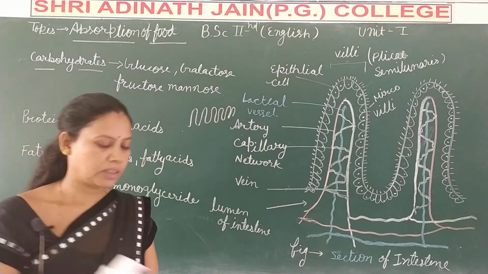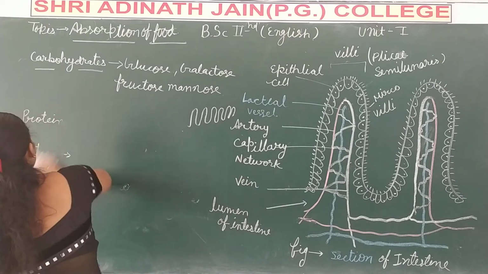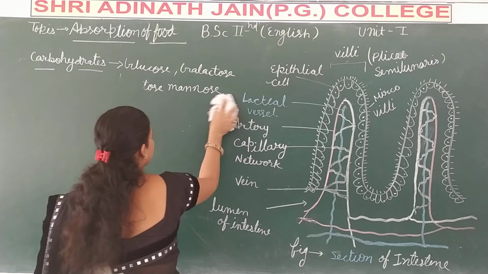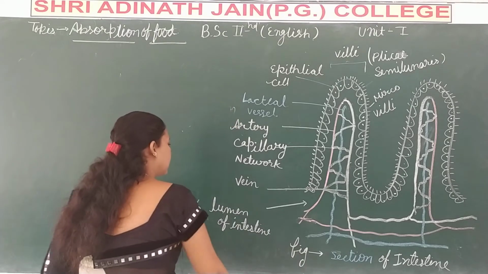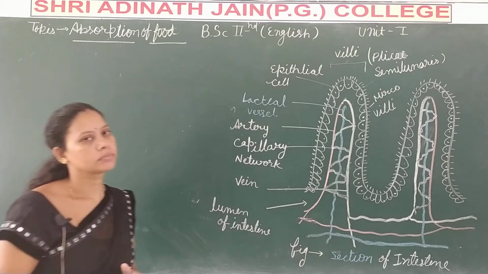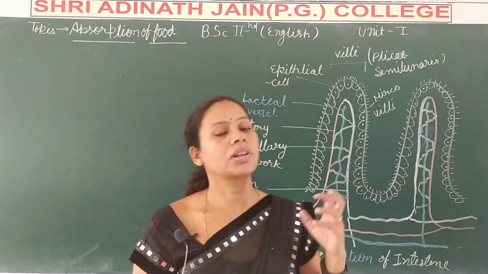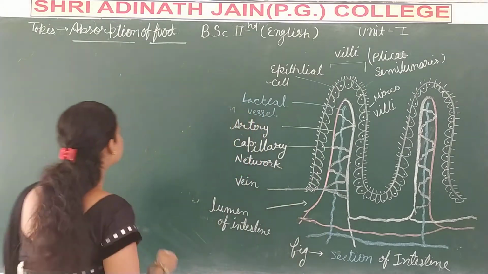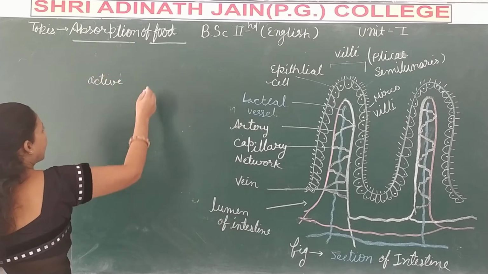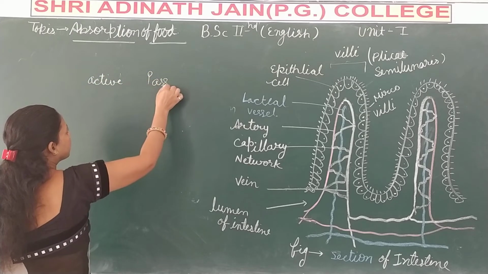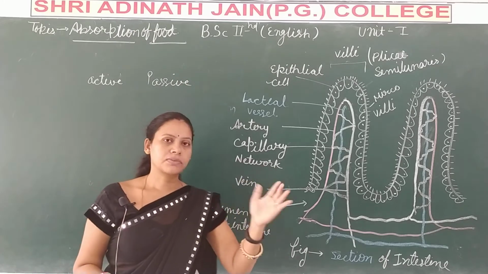As we know, all the cells, it means how they are transported in the intestine. The main transportation is divided into two types. The first one is active transport and the second one is passive transport.